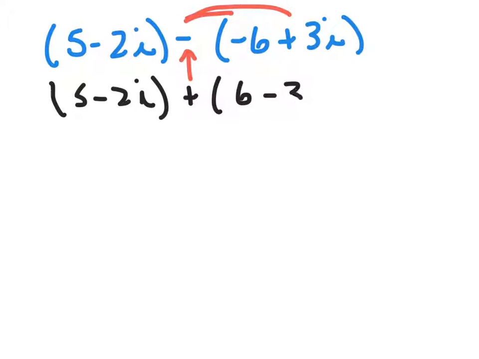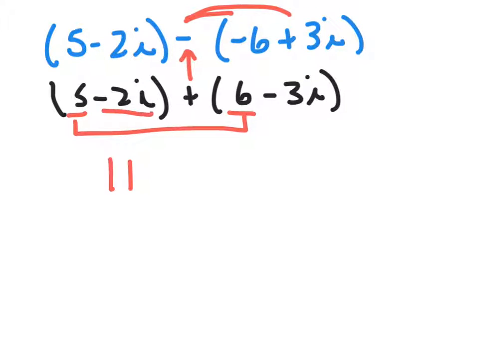So adding the opposite, do you see what I did here? What used to be a negative 6 is now positive. What used to be a positive is now a negative. Adding the opposite is the same as subtracting. So now it's an addition statement because I've added the opposites, and things are much easier. It's a 5 and a 6 for an 11. It's a negative 2 and a negative 3 for negative 5i. I think adding the opposite makes it quite a bit simpler.